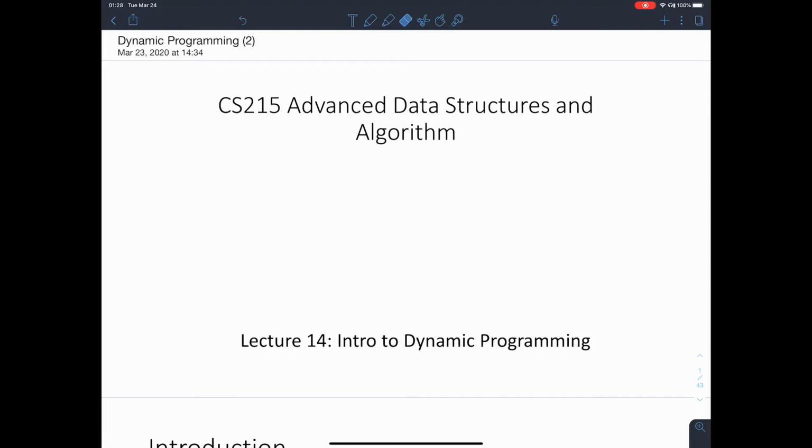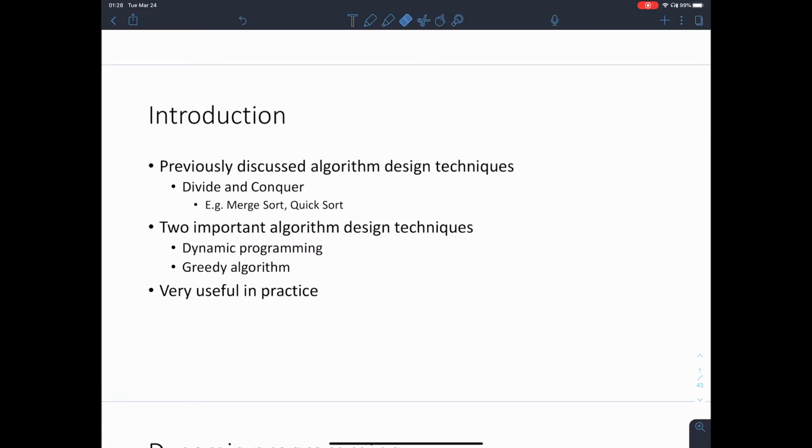Hello everyone. Today the topic we will be talking about is Introduction to Dynamic Programming. Hopefully we already know the previously discussed algorithm design technique, divide and conquer. In the divide and conquer algorithm design technique, we first divide the problem into subproblems, solve those subproblems, and then combine the solutions of the subproblems to get the solution of the actual problem.